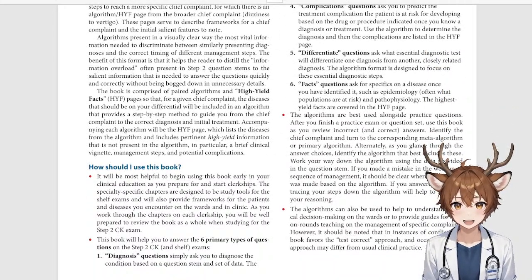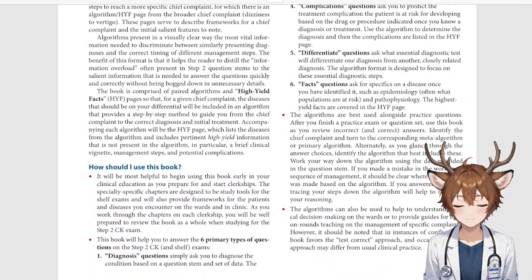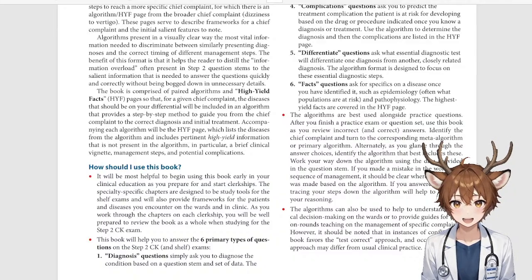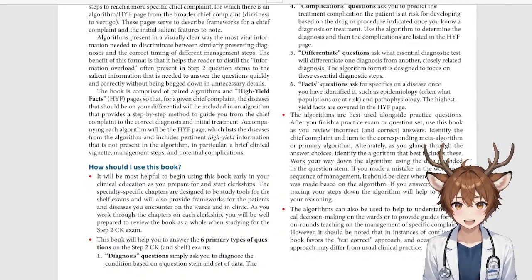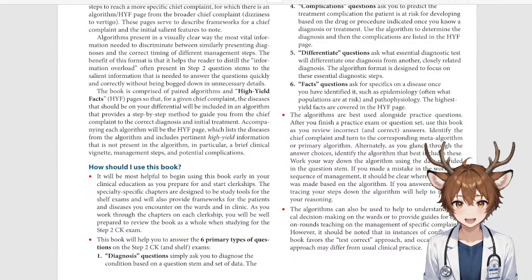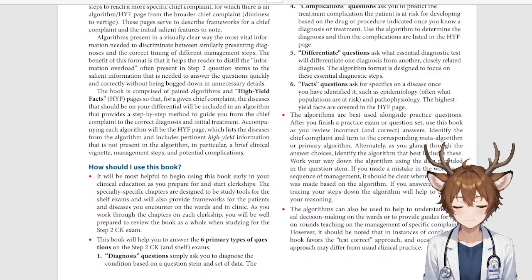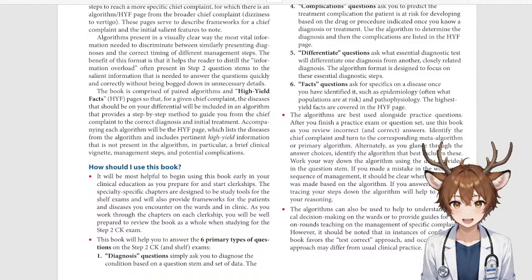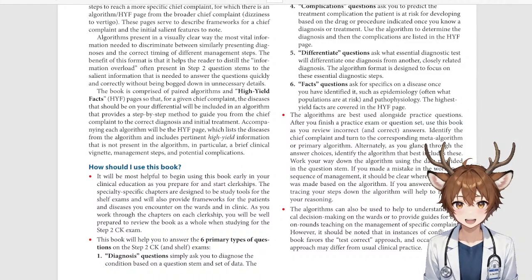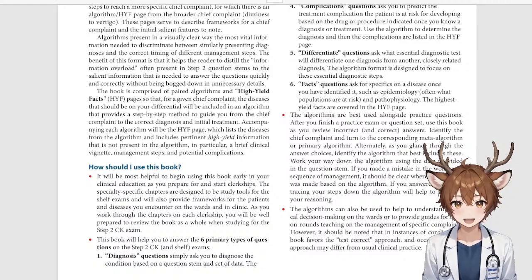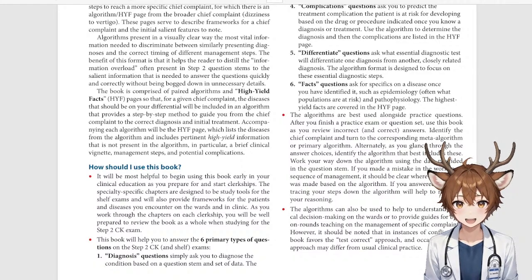5. Differentiate questions ask what essential diagnostic test will differentiate one diagnosis from another closely related diagnosis. The algorithm format is designed to focus on these essential diagnostic steps. 6. Facts questions ask for specifics on a disease once you have identified it, such as the epidemiology, populations at risk, and pathophysiology. The highest yield facts are covered in the high yield fact page.